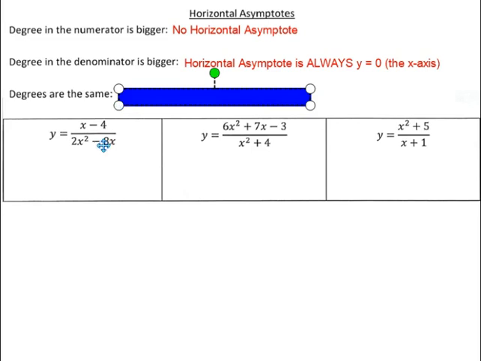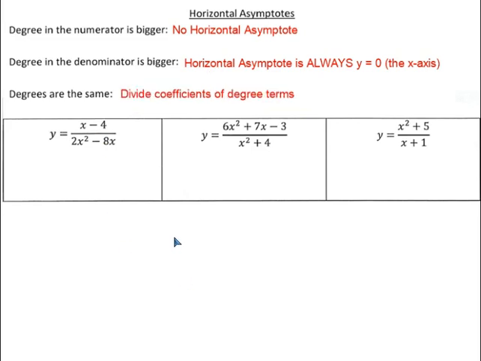So this is where it's a little bit different. We're going to divide the coefficients of the degree terms. So we're going to have three examples down here. Notice how they're the same exact three that we've been dealing with. We've already found the domain of these examples. We've already found the x and y intercepts of these examples. Now we're going to find the horizontal asymptotes. Do we have any? Is it at the x-axis? Or do we have to divide some coefficients to find out exactly where it is?